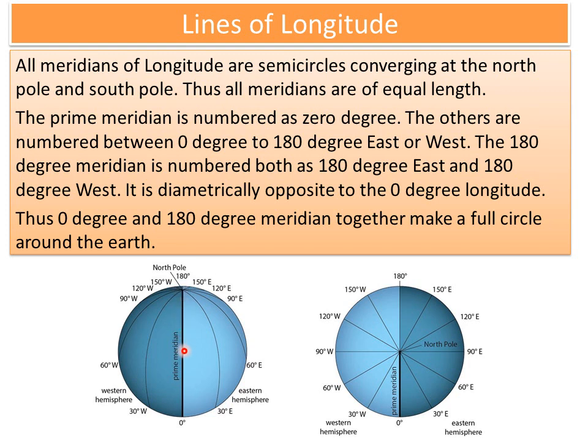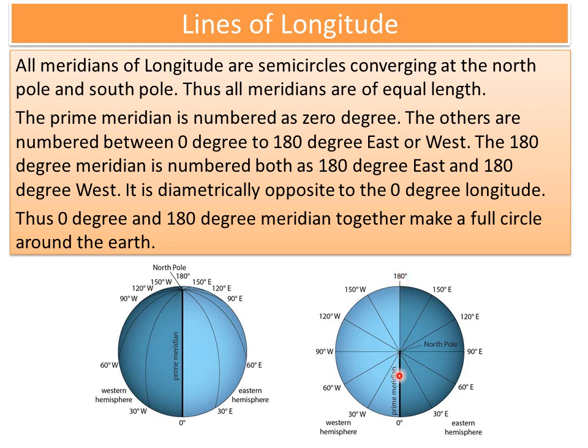The prime meridian is numbered as 0 degree. The others are numbered between 0 degree to 180 degree east and 0 degree and 180 degree west. The 180 degree meridian is numbered both as 180 degree east and 180 degree west, and it lies diametrically opposite to the 0 degree longitude. As you can make out, this is the prime meridian and this is the 180 degree meridian. Thus, both the prime meridian and the 180 degree meridian together make a full circle around the earth.